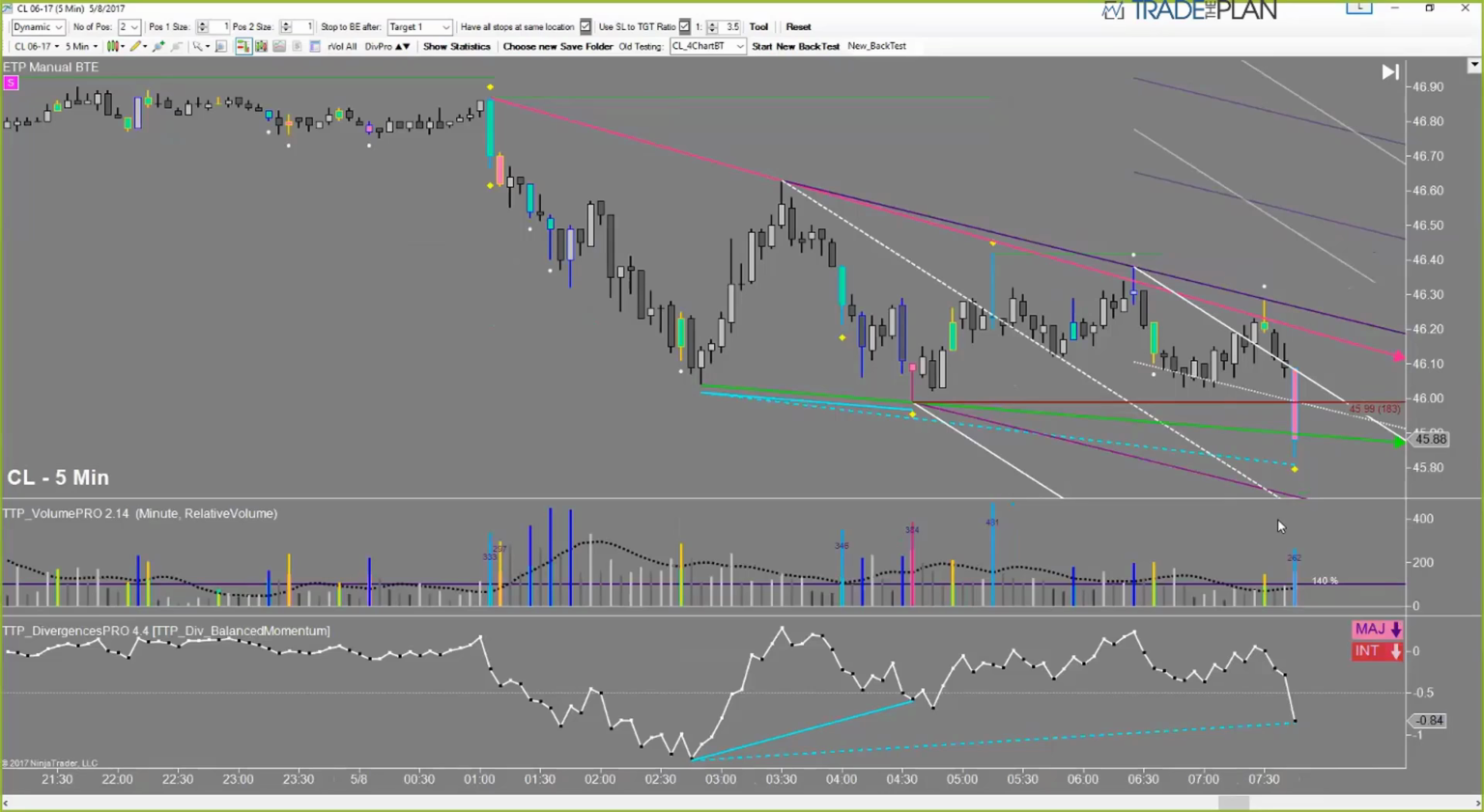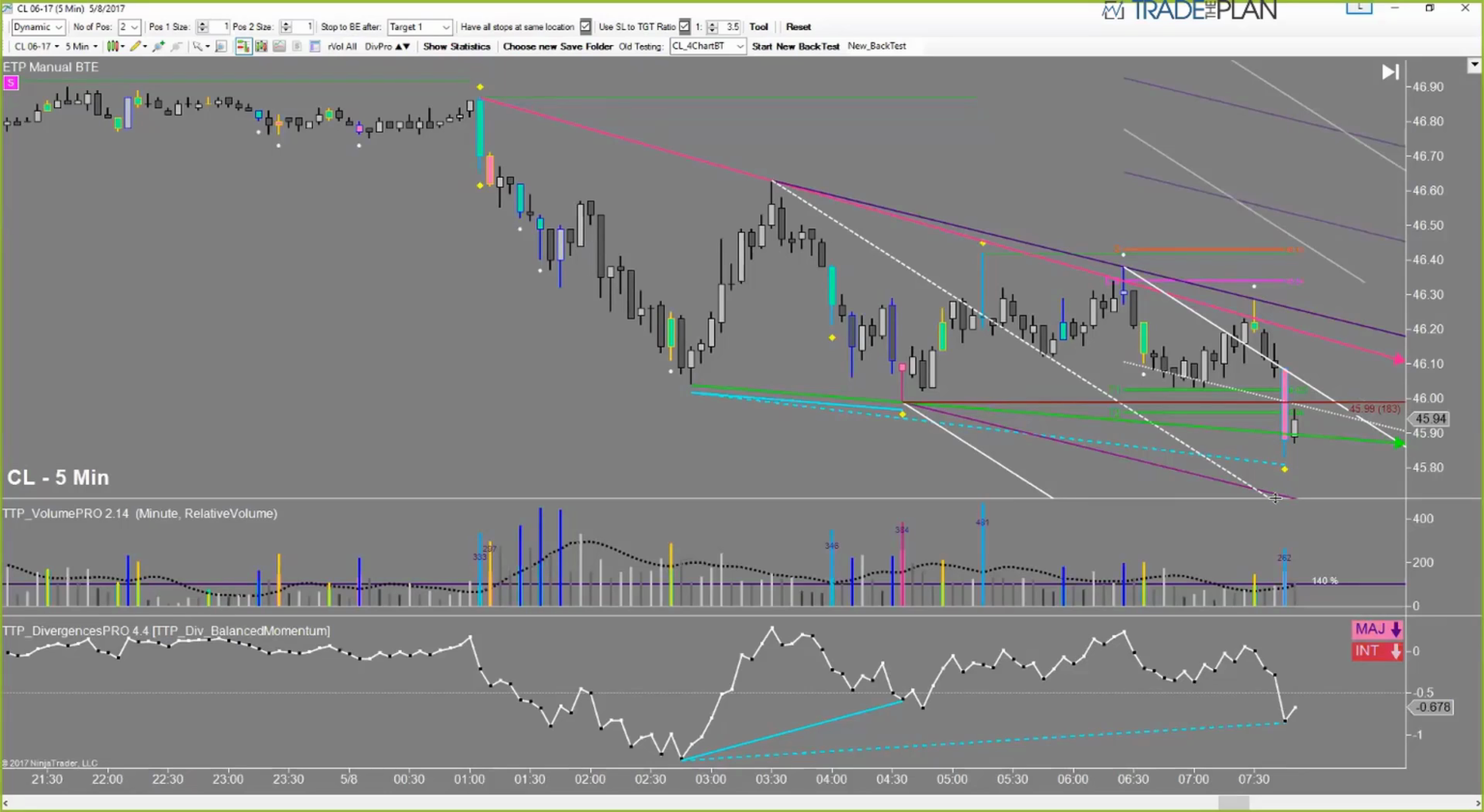Oop, okay. That should have gotten me out. Yeah, okay. It was waiting for the bar to close. So, ooh, I missed it by like a tick right here. And then I got out of my second one there. And then it came down to the trend line connecting the lows together.